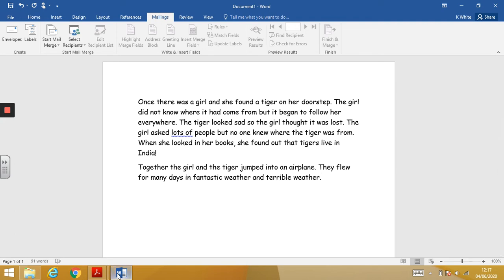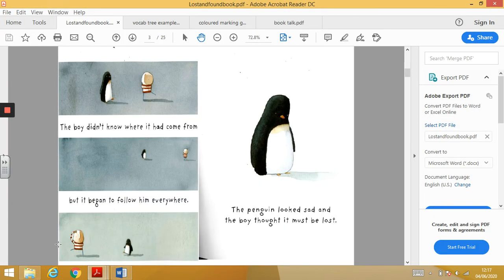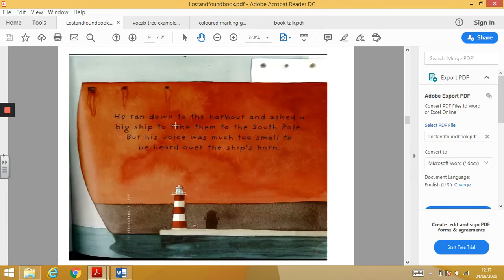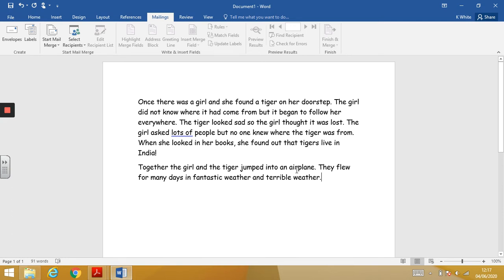Now, I'm going to refer back to the story to see what happens next in Lost and Found so that I can get some ideas. So, once they're in their boat and they travel, I could add a bit, if I wanted to, about the girl telling the tiger stories. So I could add that in here. Every day, the girl told the tiger.